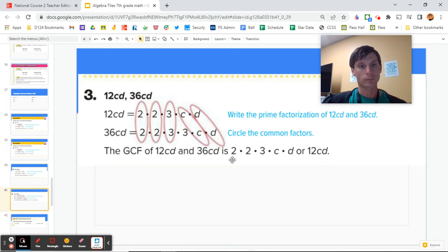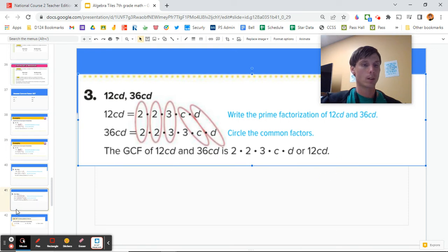Another. Again, these examples they do out for us here. So we have 12cd and 36cd. All right, common factors. We see both the c and d are common, right? That one should be obvious. And then if we factored out our 12, we get 2 times 2 times 3. 2 times 2 is 4. 4 times 3 is 12. Yep. For 36, we have 2 times 2 times 3 times 3. Again, 12 times 3 is 36. So our common factors are a 2, a 2, a 3, and the c, and the d. So if we multiply them together, 2 times 2 is 4. 4 times 3 is 12. 12 times c times d, we have 12cd.